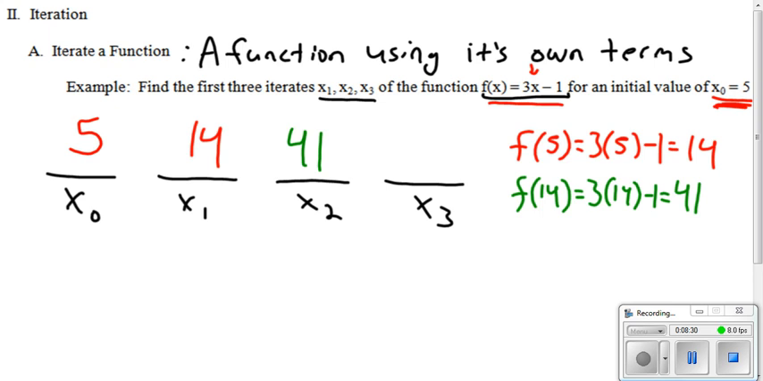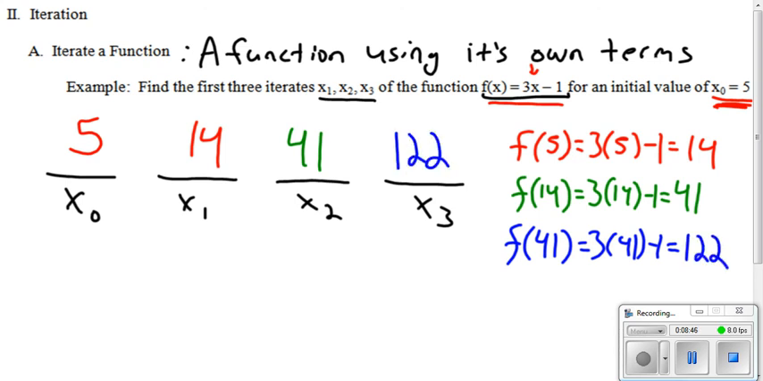Same thing for our last piece then. We need to do f of 41, which equals 3 times 41 minus 1. To find our last piece, 3 times 41 is 123, minus 1 becomes 122. And so that's how we'd find our first 3 iterates of the function, given our value x sub 0. And you could continue that on to find the next ones, but that's how you would find an iterate.